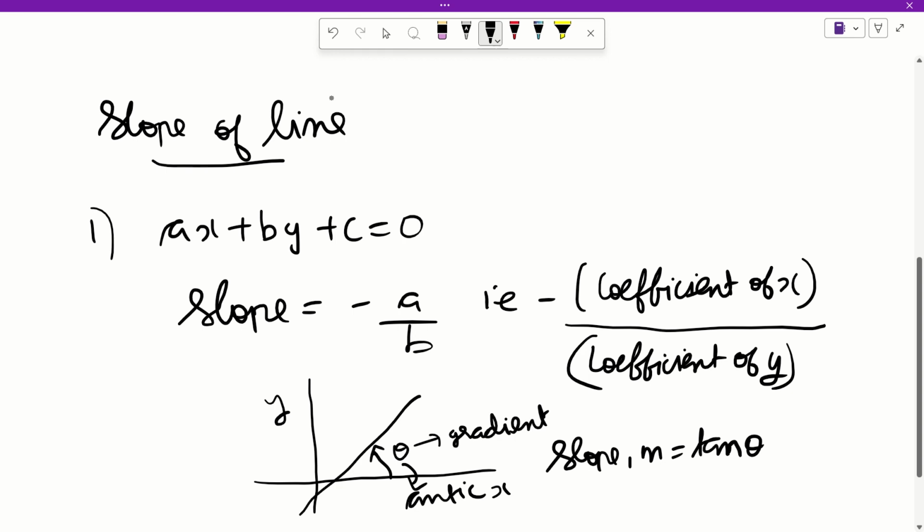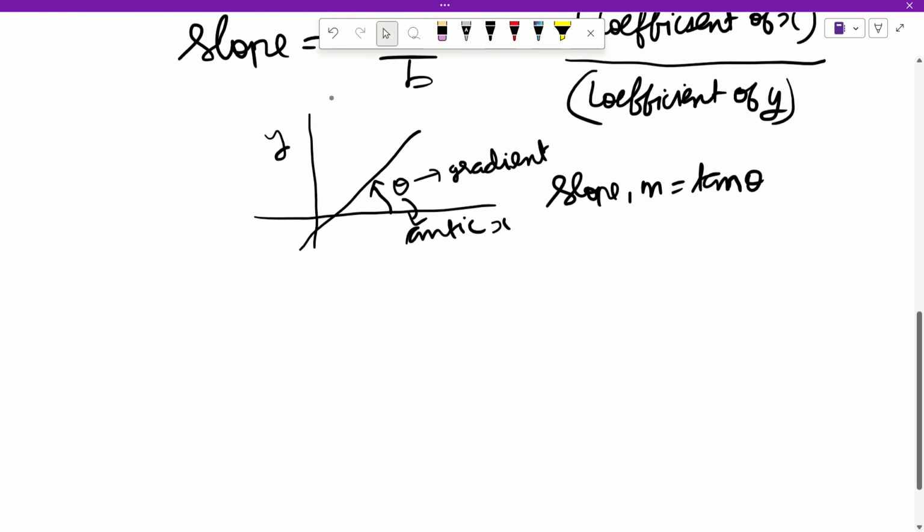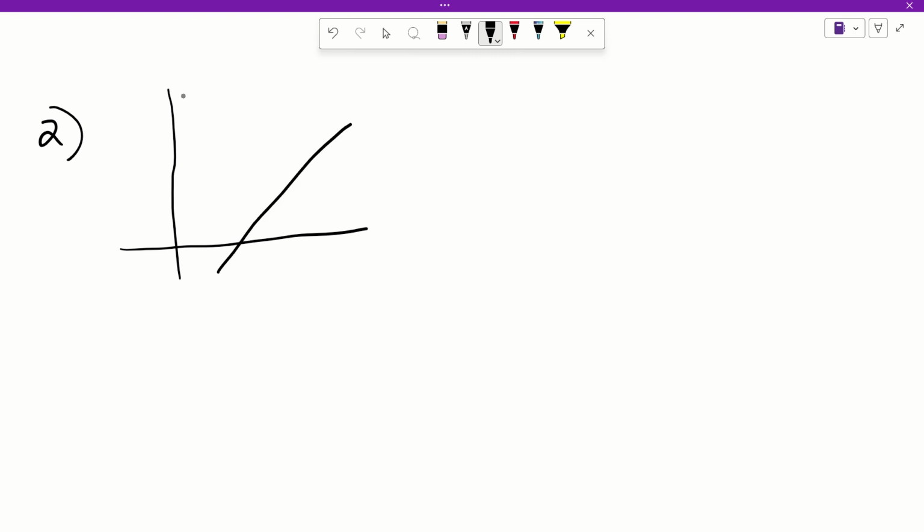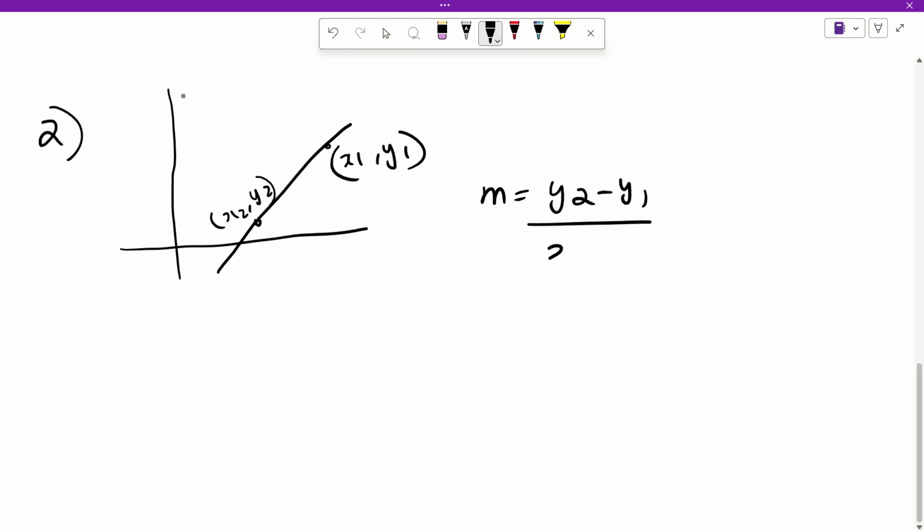Now let us go to the case of two-point form. This is the second condition. I am drawing an axis. We have a line like this. This is one coordinate, which is x1 comma y1. This is another coordinate, which is x2 comma y2. Here, slope m is equal to y2 minus y1 divided by x2 minus x1.